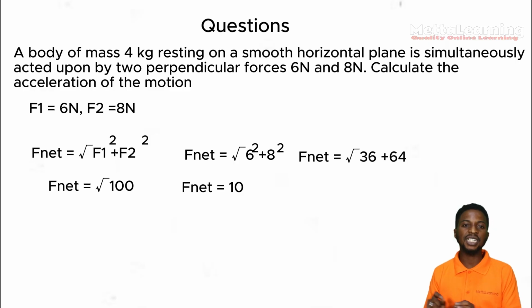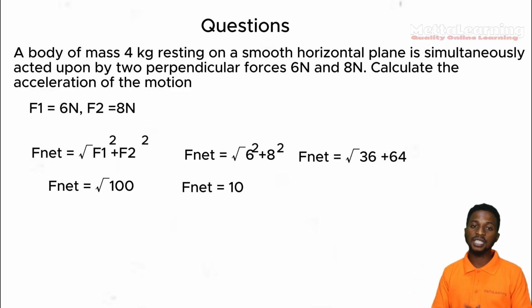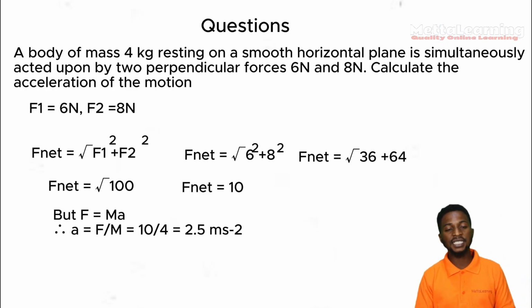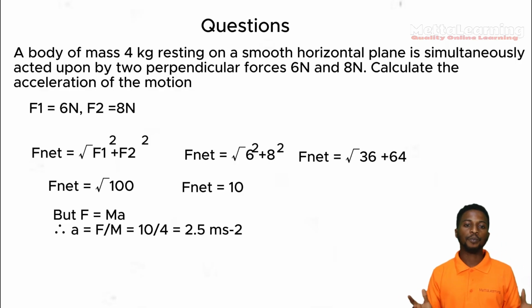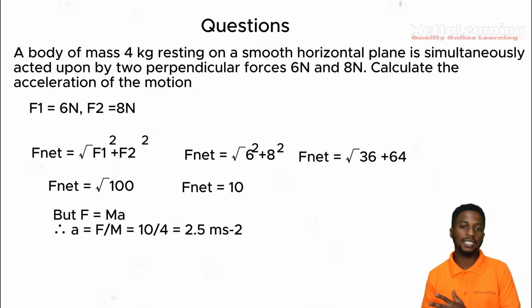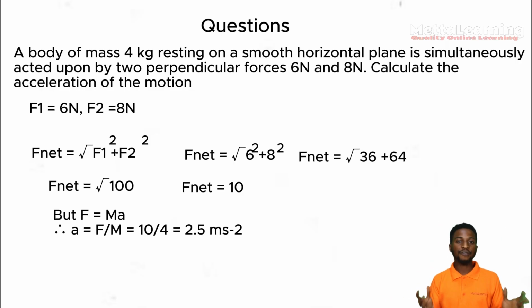Now we can use Newton's second law of motion, which is F net equals mass times acceleration, where m is the mass of the body, which is 4 kg, and a is the acceleration. Plugging in our values, we have the net force of 10 Newton equals 4 kg times acceleration. Making acceleration the subject of the formula, we have 10 Newton divided by 4 kg, which is 2.5 meters per second squared, which is our final answer. So the acceleration of the motion is 2.5 meters per second squared.